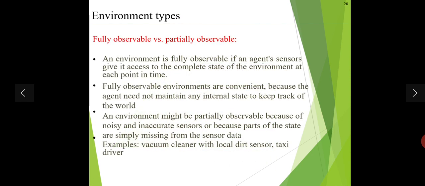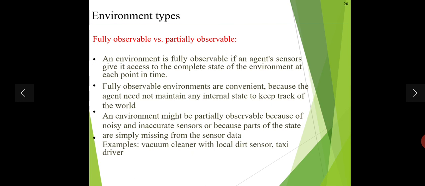Now, first is fully observable versus partially observable. An environment is fully observable if an agent's sensors give it access to the complete state of the environment at each point in time. Fully observable environments are convenient because the agent need not maintain any internal state to keep track of the world. Means we already know our environment completely. Okay, this is fully observable.